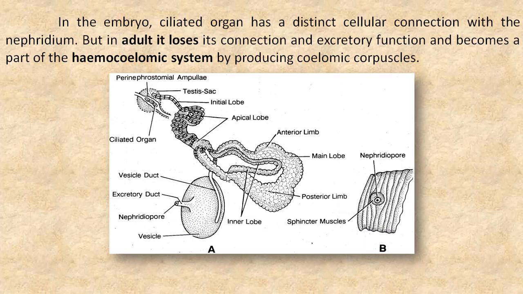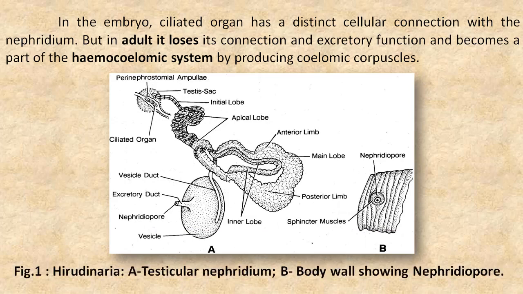So far, we have seen about the various parts of testicular nephridium like the horseshoe-shaped main lobe, the bladder-like vesicle, a narrow vesicle duct, the inner lobe in the concavity of the main lobe, the walking stick-like apical lobe, and a cord-like structure that is the initial lobe which ends in the testis sac, and the ciliated organ and the perinephrostomial ampullae.